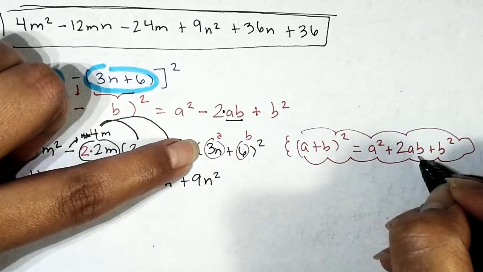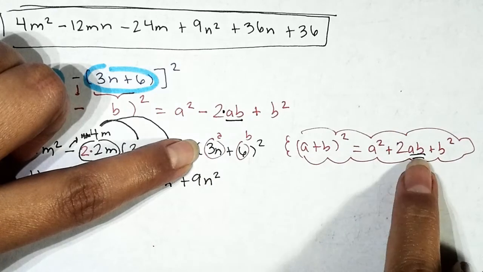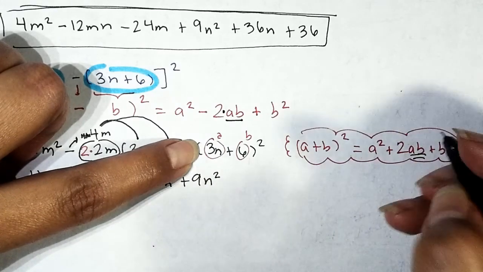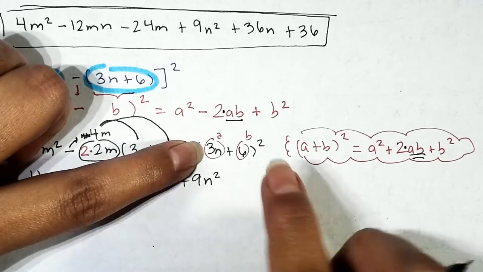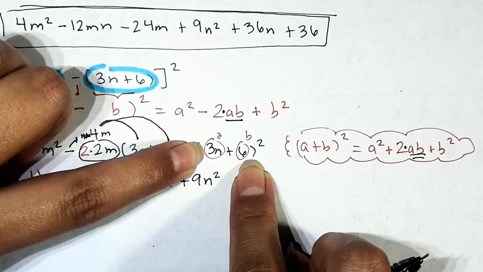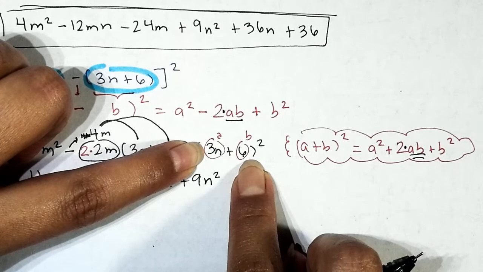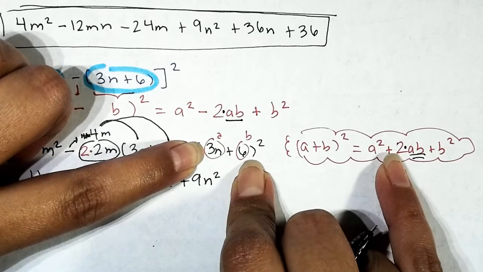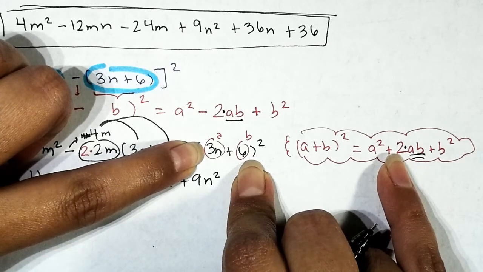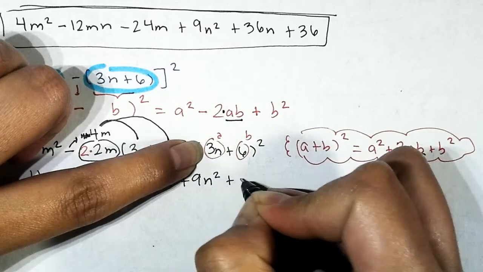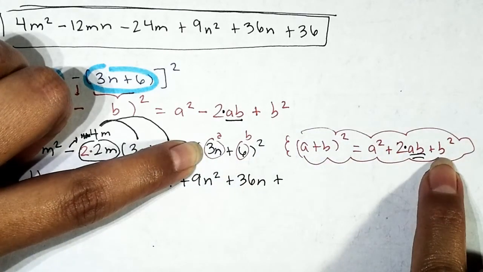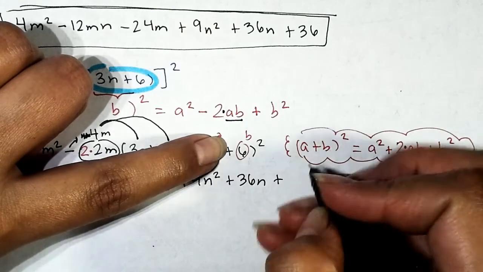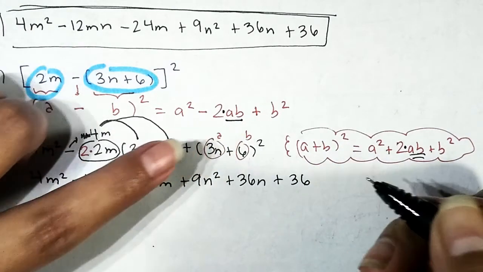So again, same speech. I feel like a broken record. Let's find the product of a and b and then double it up or multiply it by 2. 3n times 6 will give us 18n. 18n times 2 will give us 36n. Sorry, I had a moment. Always positive, b squared, and the square of 6 will give us 36.